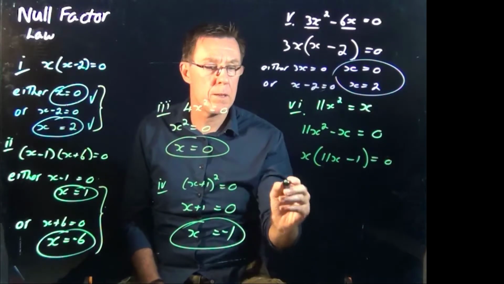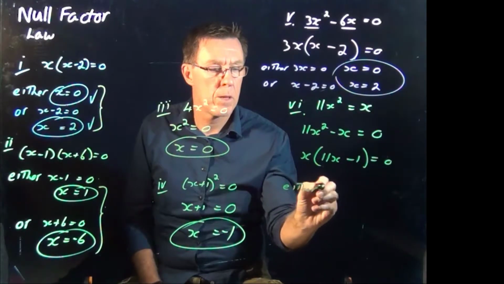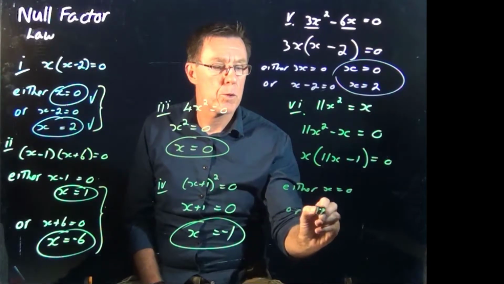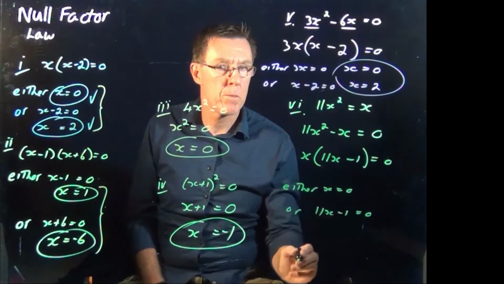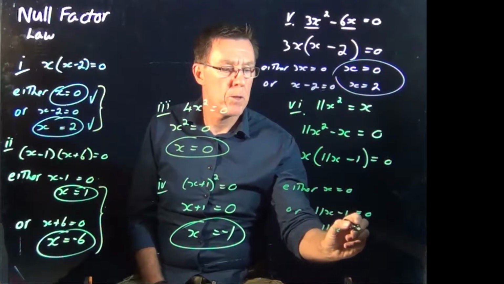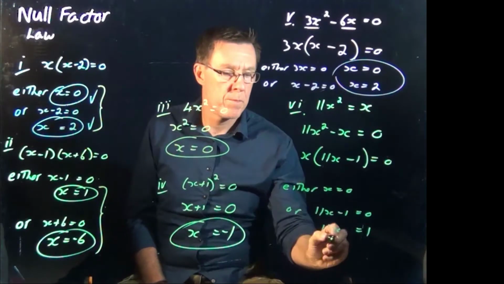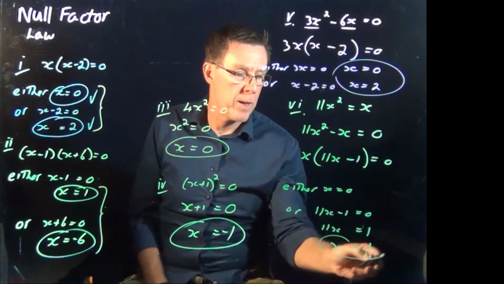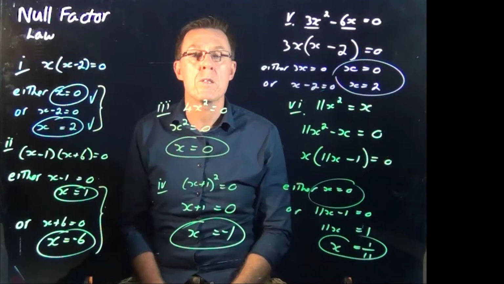Two numbers times together. So either the first one is equal to 0, or the second one is equal to 0, which means 11 lots of the unknown must be positive 1. The unknown itself must be 1 on 11. And there are our two possible answers.